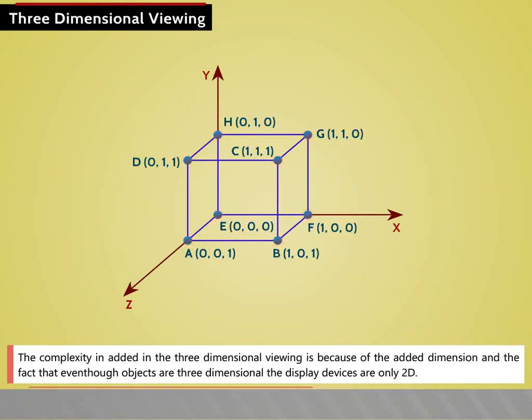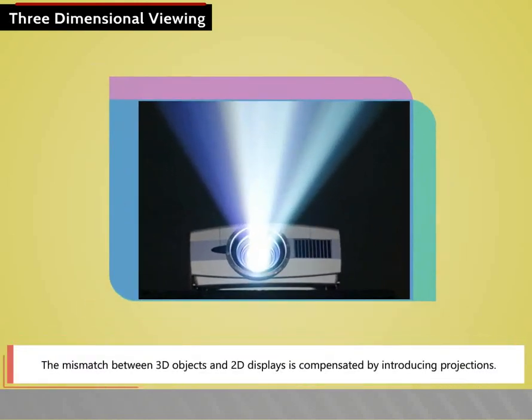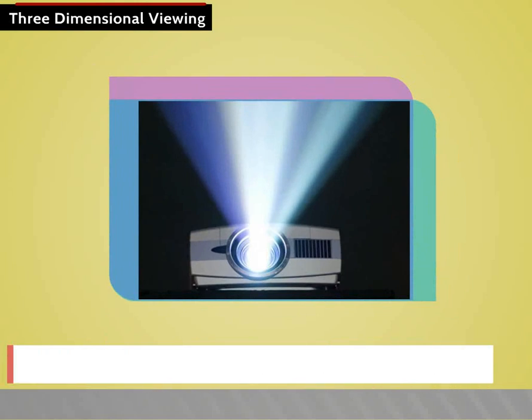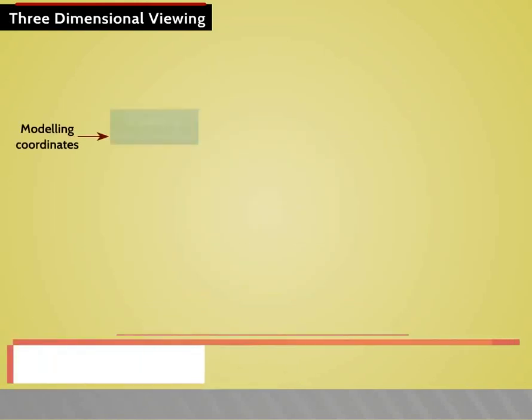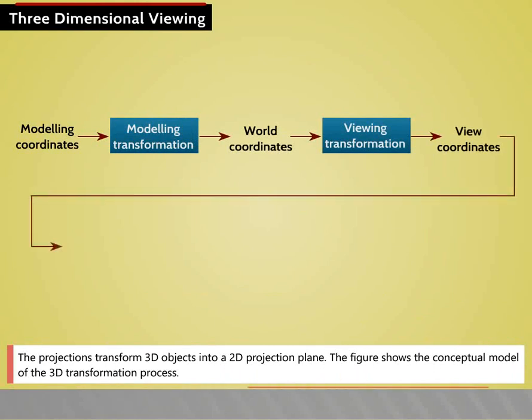The complexity added in three-dimensional viewing is because of the added dimension and the fact that even though objects are three-dimensional, the display devices are only 2D. The mismatch between 3D objects and 2D displays is compensated by introducing projections. The projections transform 3D objects into a 2D projection plane.